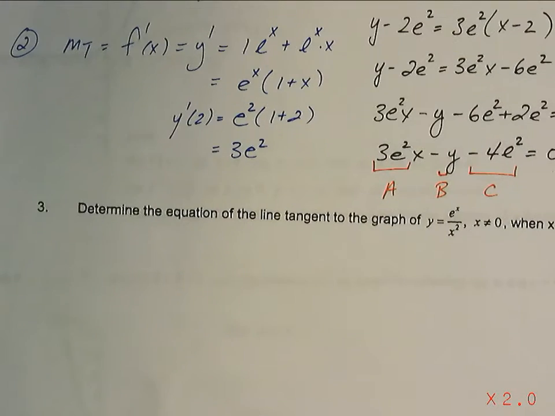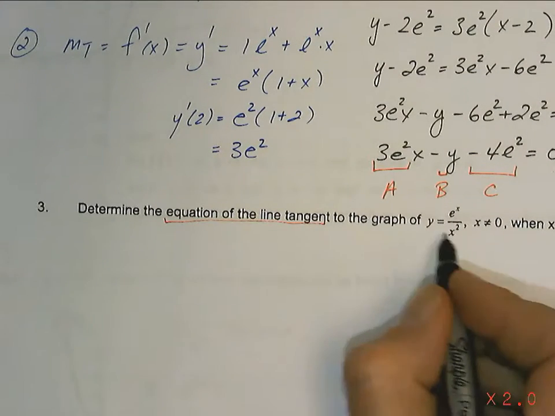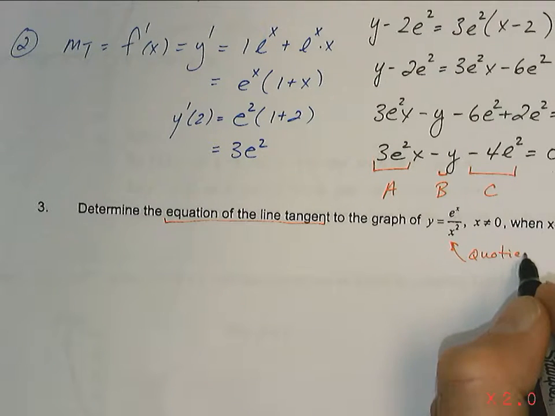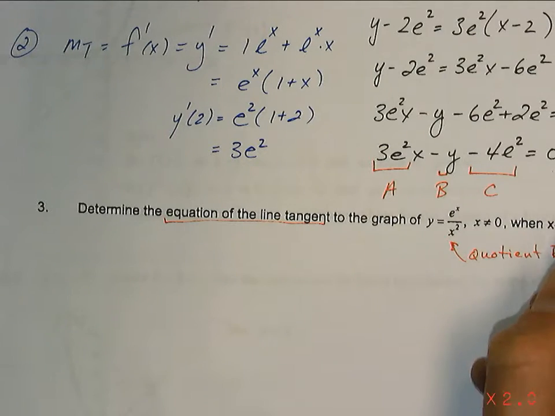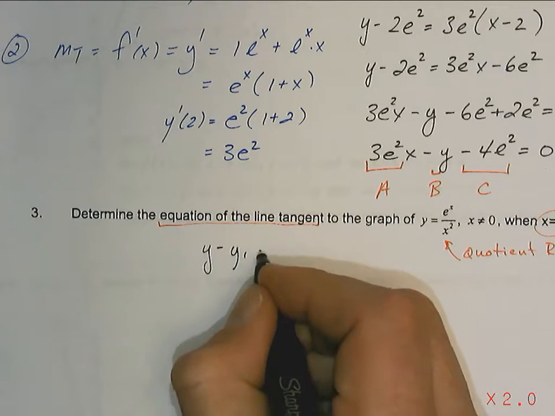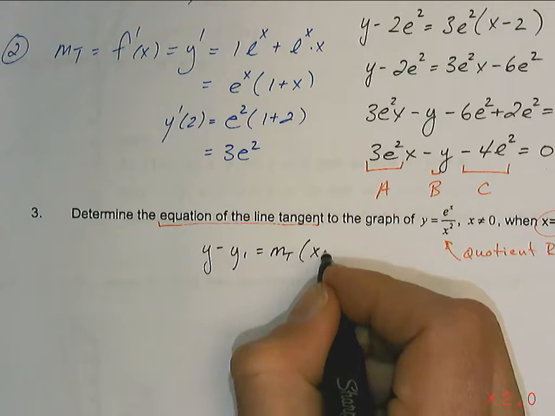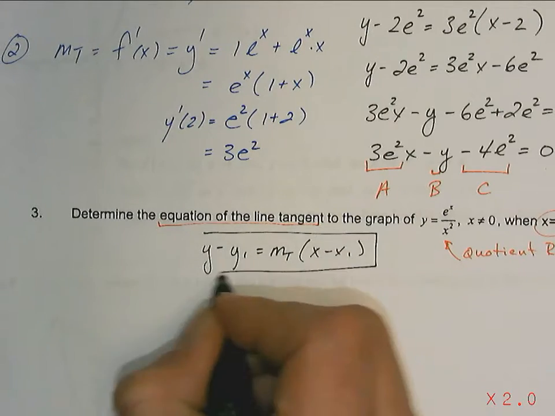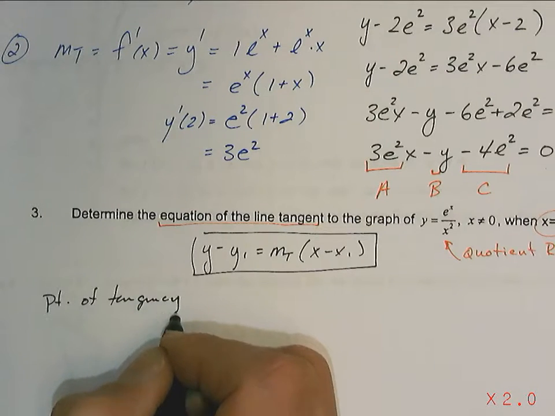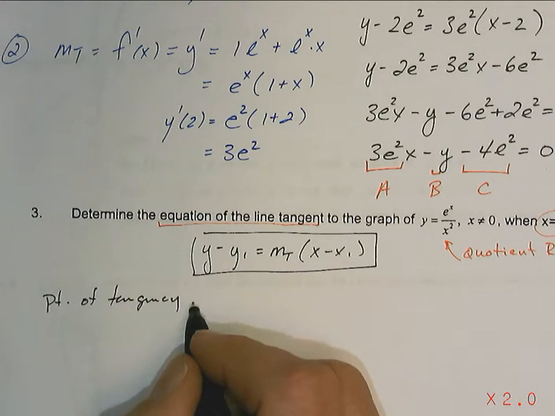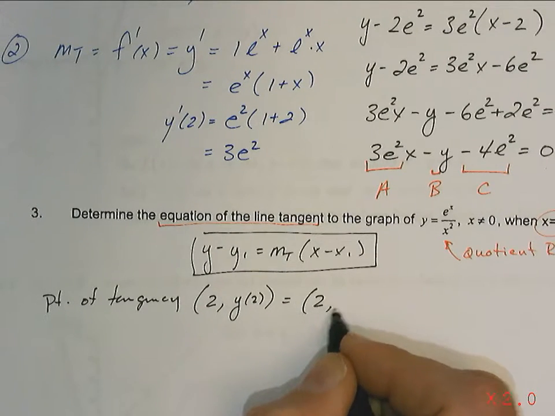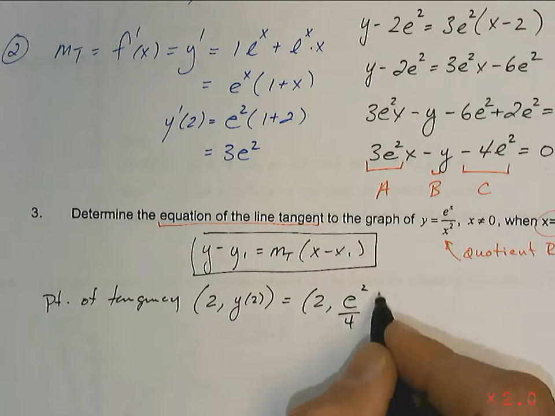Last one, determine the equation of the tangent line to a quotient rule, when x equals negative 2. So again, it's the same story. We're going to want this. So point of tangency. That's the point where the tangent and the curve both touch each other. So it's going to be 2 comma y of 2, which is going to be 2 comma e squared over 4.